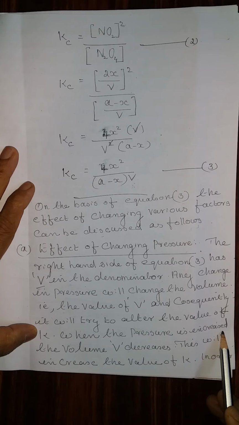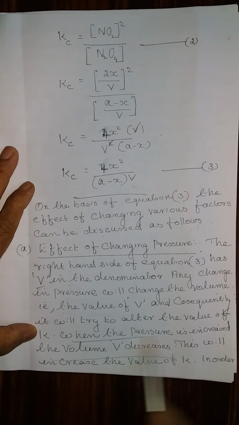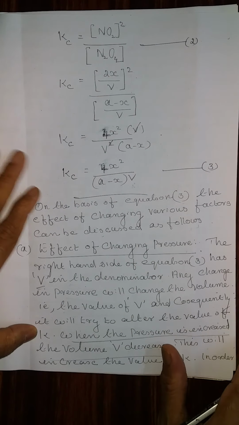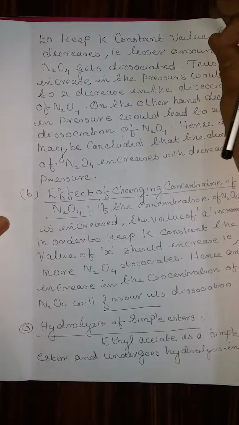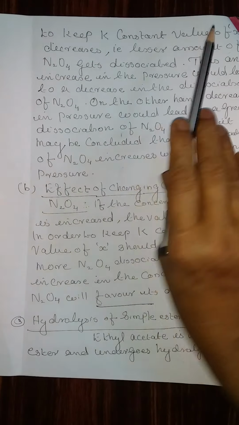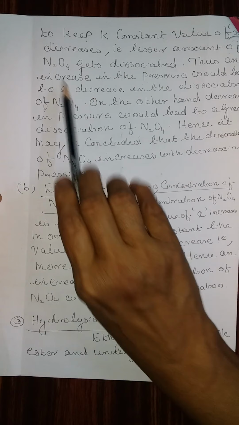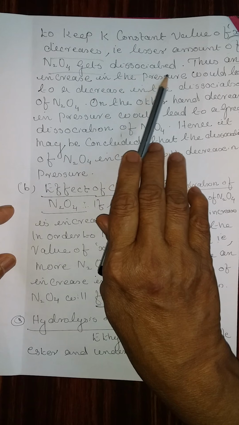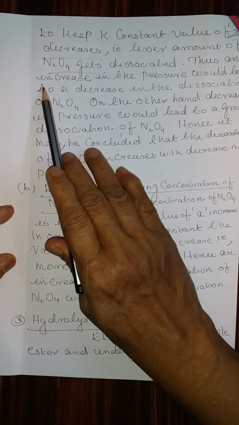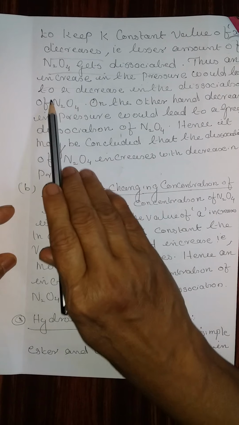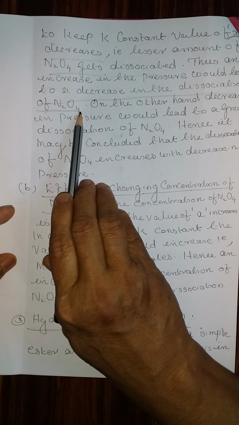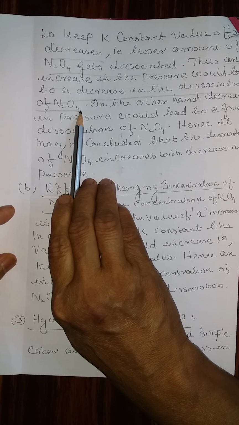When the pressure is increased, the volume decreases. This will increase the value of Kc. Therefore, in order to keep Kc constant, the value of x decreases. That is, a lesser amount of N2O4 gets dissociated. Thus, an increase in pressure would lead to a decrease in the dissociation of N2O4. That is not what we want, we need more and more NO2.